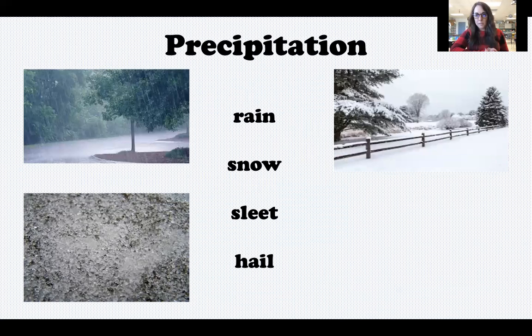Another form of winter precipitation is snow, which is water that freezes and falls down. It feels kind of dusty and powdery and fluffy. We'll talk more about that in a minute.